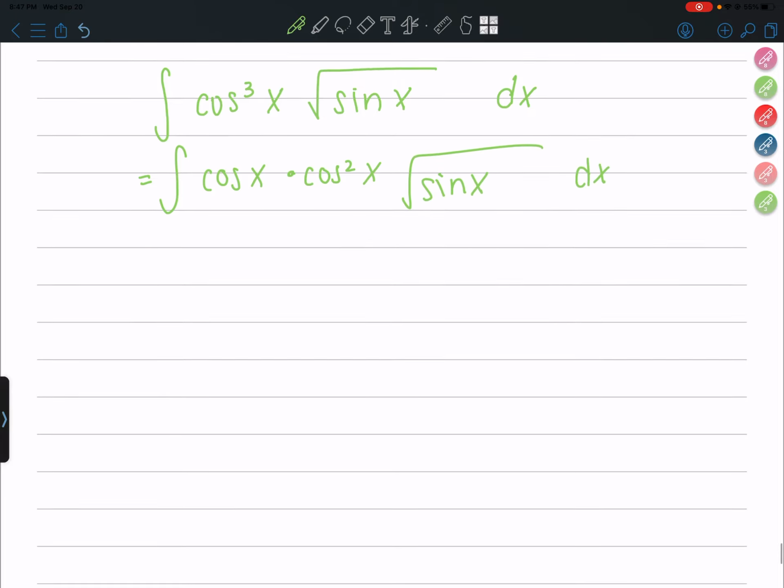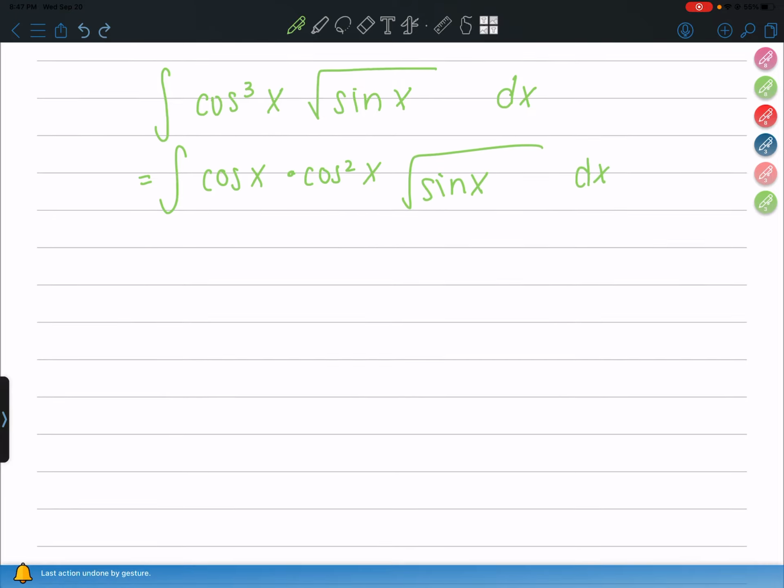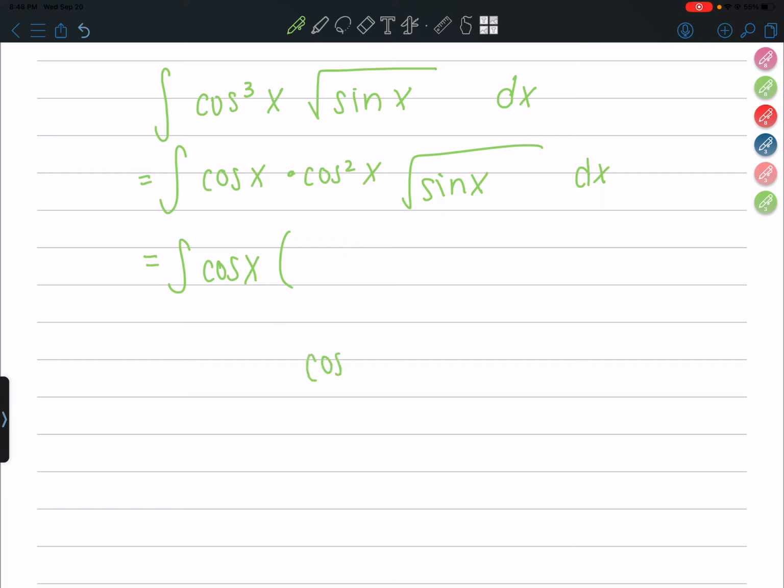And the good thing about doing this is that cosine x squared has a lot of trig identities that you can substitute it for. And one of those is, well, we know that cosine squared x plus sine squared x equals 1. So cosine squared x equals 1 minus sine squared x. So let's do that. 1 minus sine squared x. Cool. And then we have our sine x here and dx.